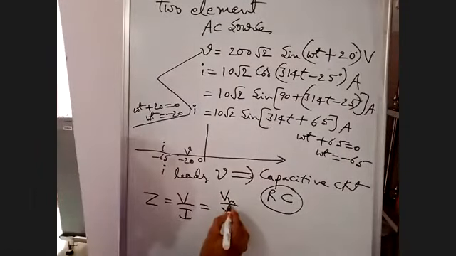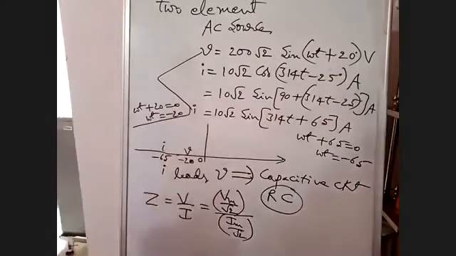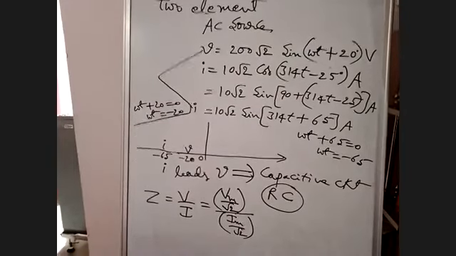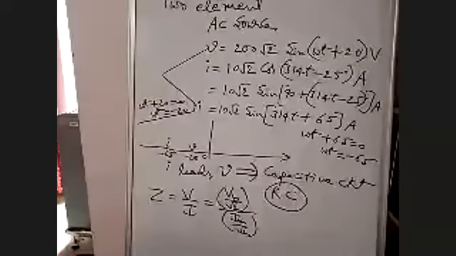Now see how we will calculate RMS voltage. RMS voltage is equal to peak value by root 2, Vm by root 2. So Z is equal to RMS voltage by RMS current. Your RMS voltage is Vm by root 2. RMS current is Im by root 2.